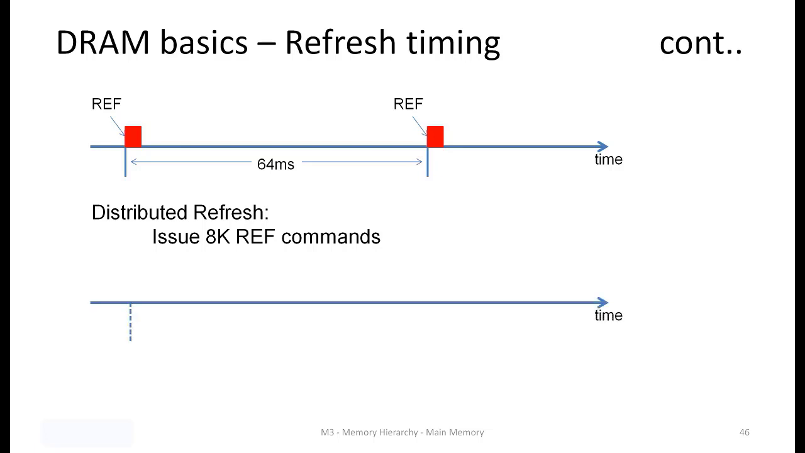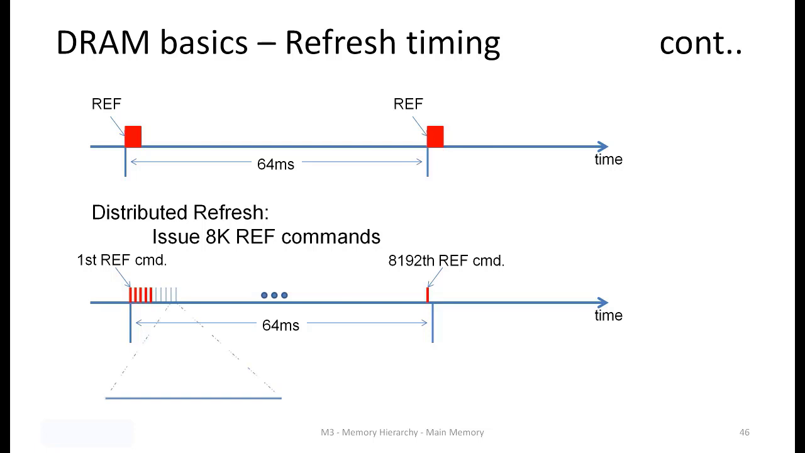Once we send a refresh command, the first refresh command will refresh 32 of those rows. The next refresh command refreshes the second 32 rows, third, fourth, and so on and so forth. This way, in a particular 64 millisecond window, the memory controller now sends 8K refresh commands. Each refresh command will refresh the 32 rows.